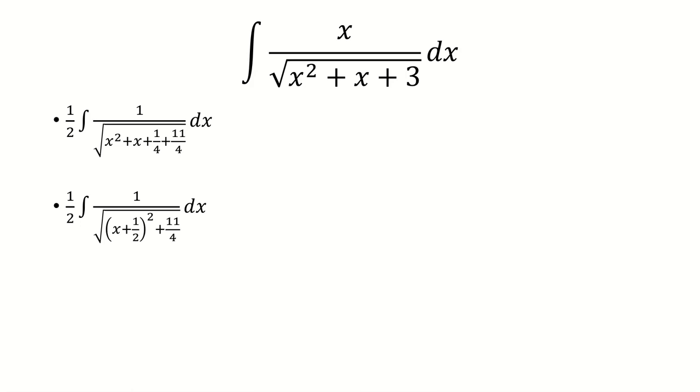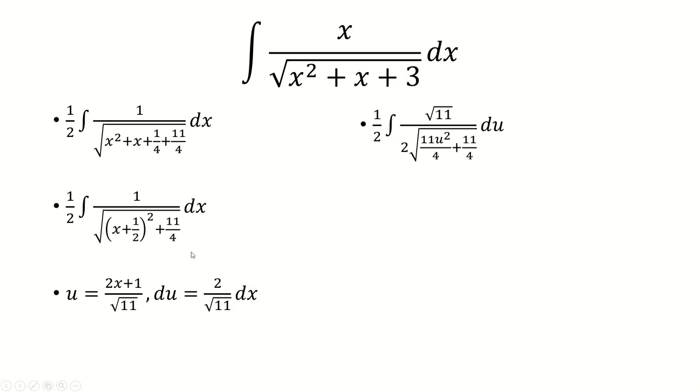From here, we're going to do a u substitution. So the goal here is, can we get this in terms of u squared plus 1 in the denominator inside the square root? Well, we can do that by letting u equal 2x plus 1 over the square root of 11, which means du is 2 over square root of 11 dx. And so we'll replace dx with square root of 11 over 2 du.